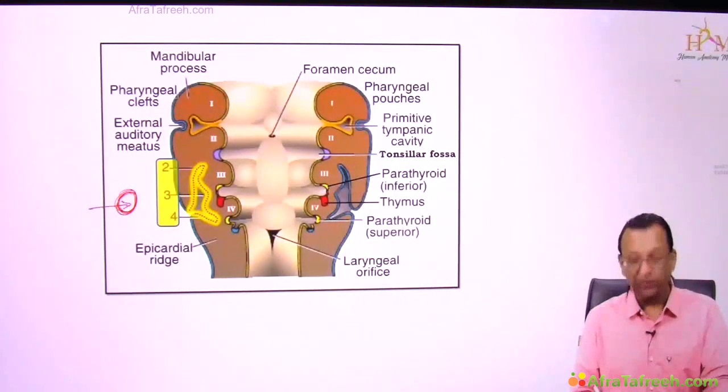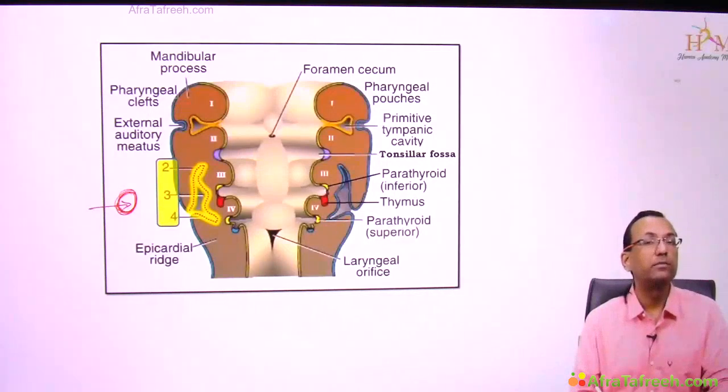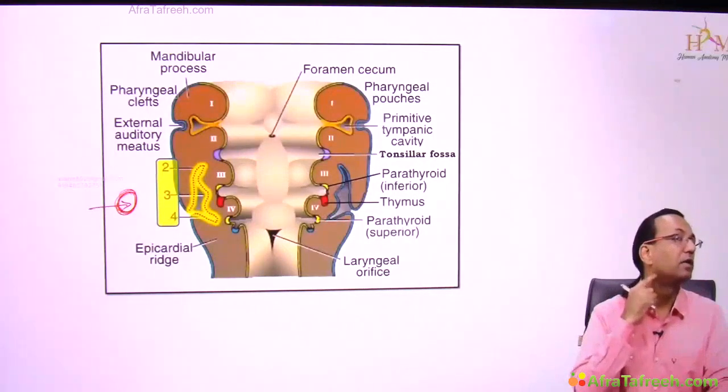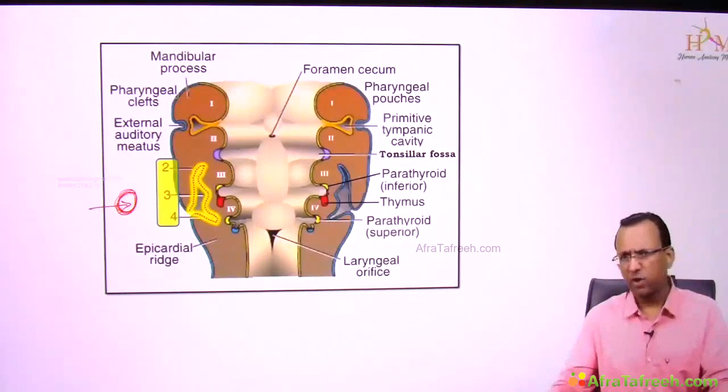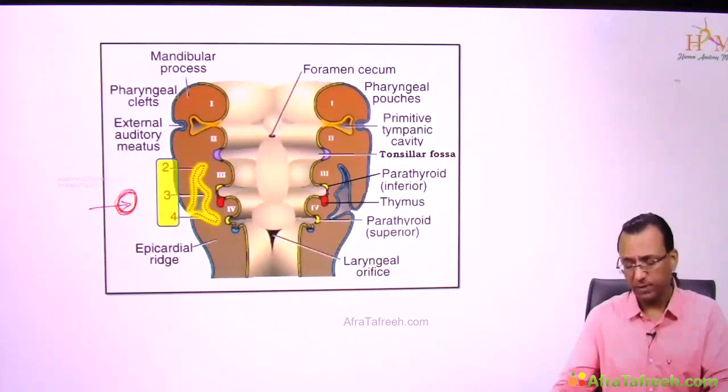And what if it does not disappear? Then it is a surgical problem near the angle of the mandible: a branchial cyst near the angle of the mandible. So it will be an anomaly. It should normally disappear.